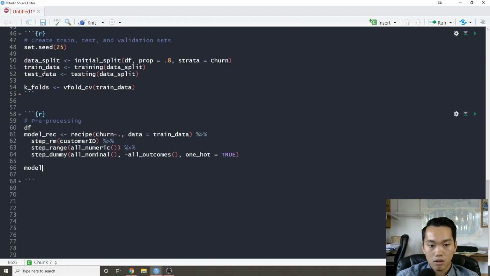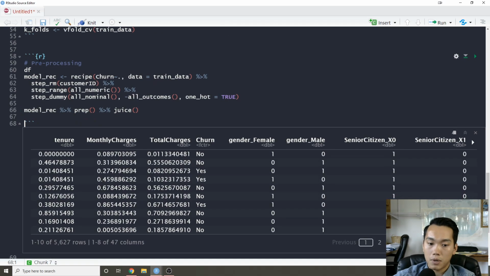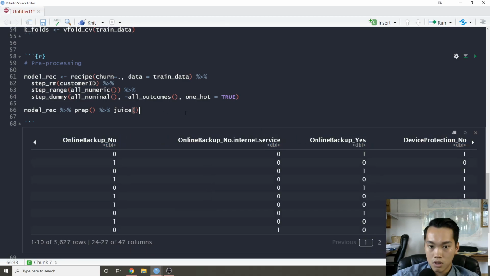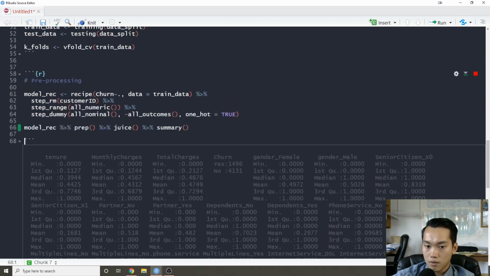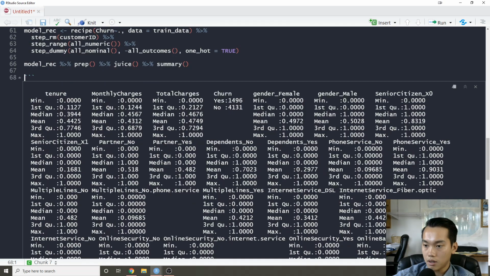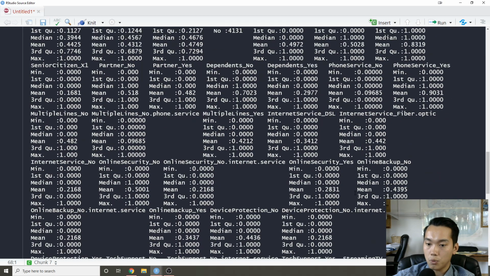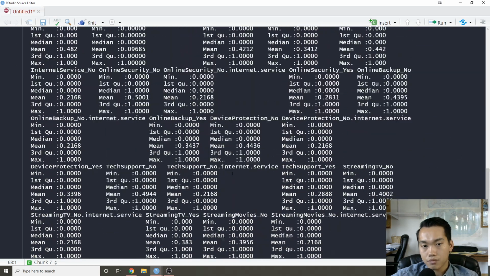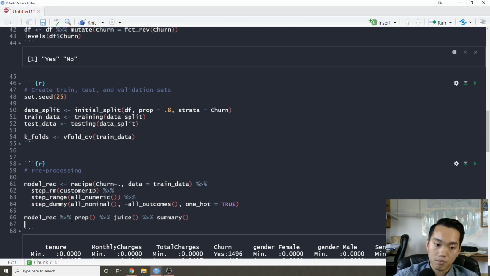If we do model rec prep and then juice, we can see it actually being applied to the training set, and we can see that we have our one hot encoded variables. If we do the summary, we can see that if we look at the mins and maxes, all of them are between 0 and 1. So it's doing exactly what we want it to do.